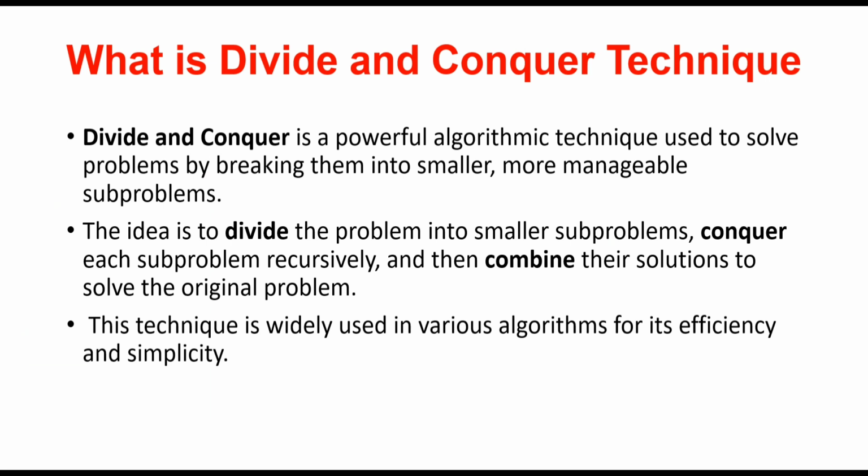First, we need to learn the divide and conquer technique. Divide and conquer is a powerful algorithmic technique used to solve problems by breaking them into smaller and more manageable subproblems. We conquer each subproblem recursively and then combine their solutions to solve the original problem. This technique is widely used in various algorithms for its efficiency and simplicity. We are using it in merge sort.